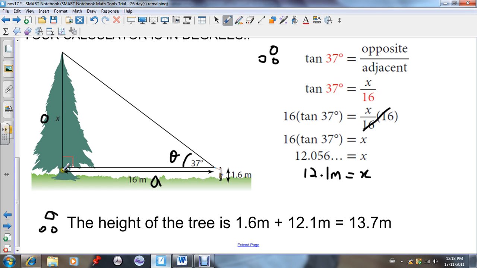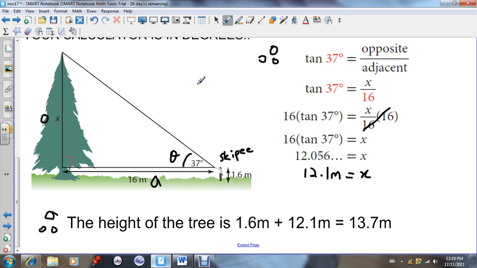What's that? That's the height of Skip, right? This here is Skippy. Let's put his name there because he might forget. Skippy. So, height is 1.6, so 12.1 plus 1.6 gives you 13.7. That's the height of the tree. Now, if you need to pause it and look it over again, you can.